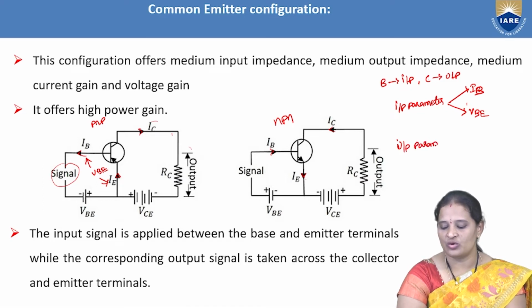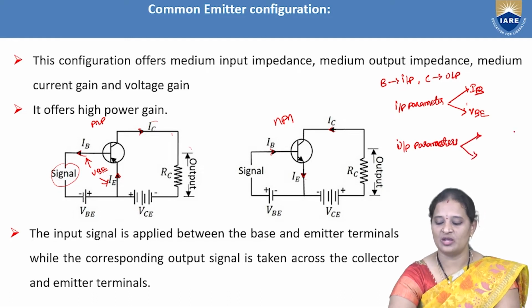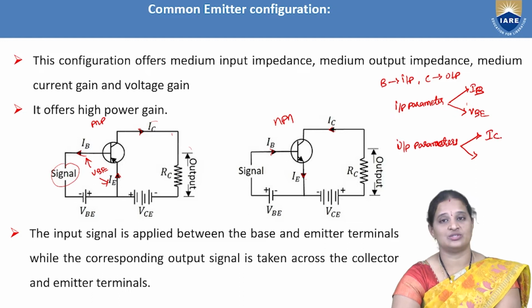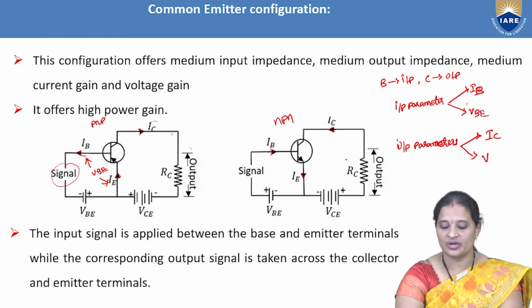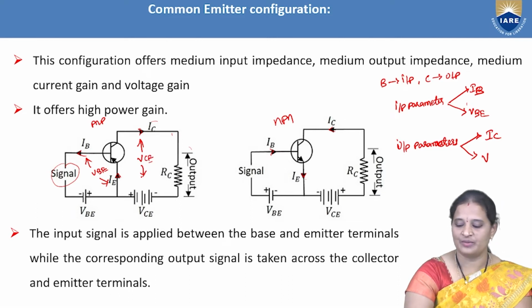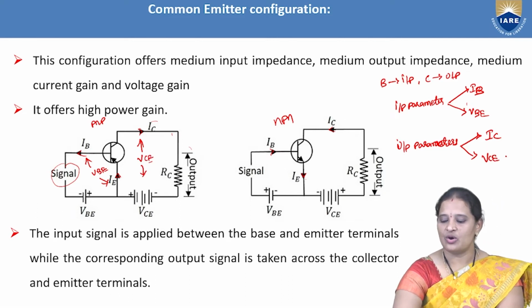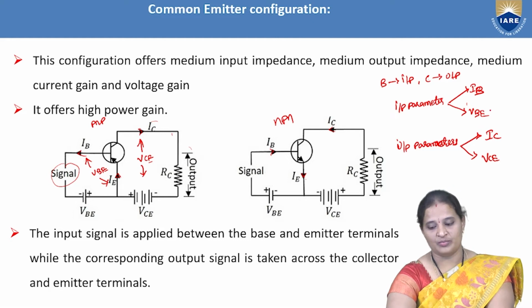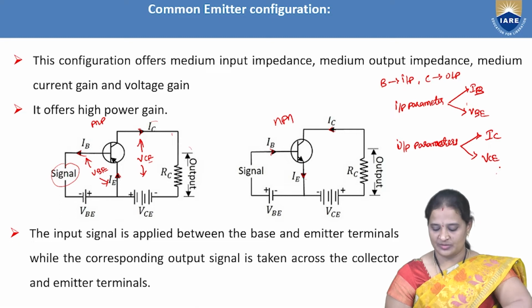Coming to the output parameters, as we all know, output is taken from the collector terminal and the emitter terminal. So collector current is considered to be the output current, and the voltage between collector and emitter is considered to be the output voltage. So IB and VBE are the input parameters, and IC and VCE are the output parameters.